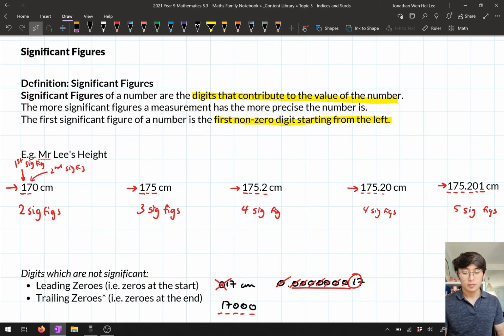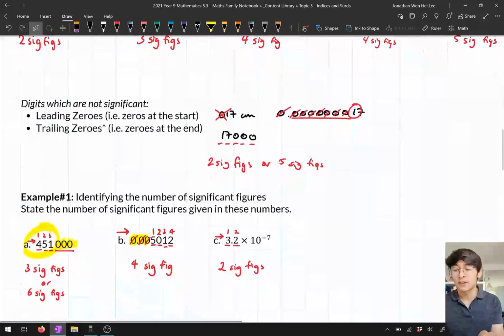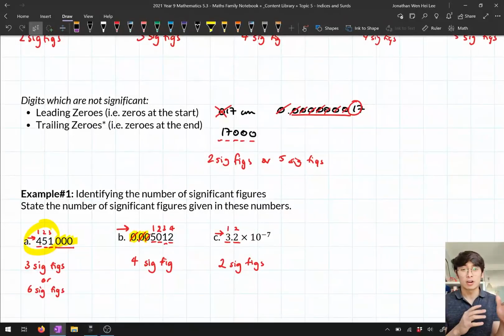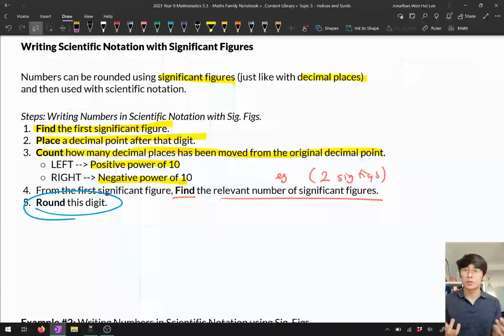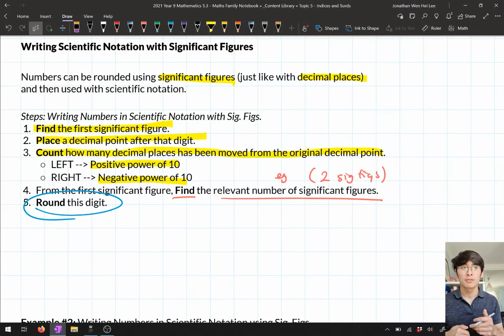So when we are counting significant figures, we get rid of any leading zeros, any zeros at the front we ignore, and any trailing zeros we're not actually sure about, so we can either include or exclude them. So that's why we have to give 2 specific answers. When we're writing numbers in scientific notation, all we do is just write our number in scientific notation. Then after that, we round using significant figures.